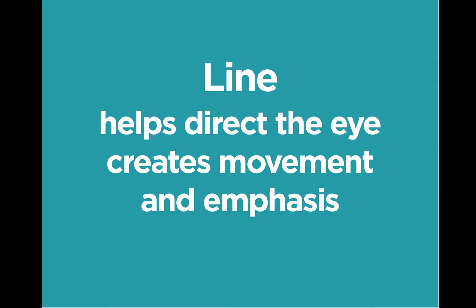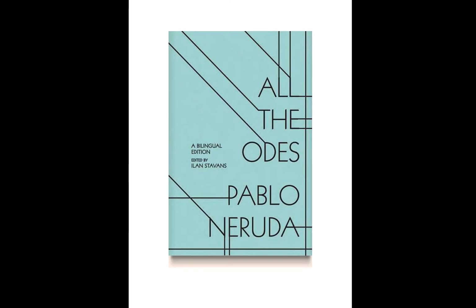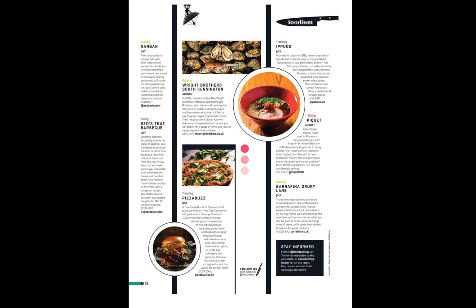The last element we'll talk about is line. Lines can help direct the eye, create movement, and emphasize certain parts of a layout. So these lines on this book cover go into the corner and straight to the name of the book and the very famous name of the author. These lines direct you through the layout and to the articles and photos that are contained within it.